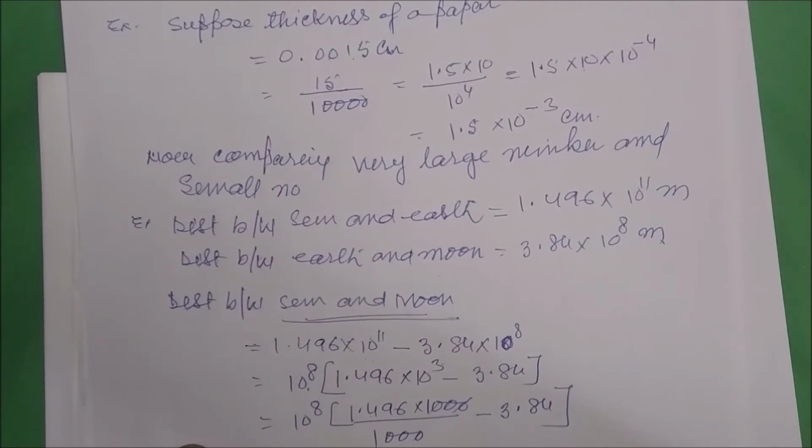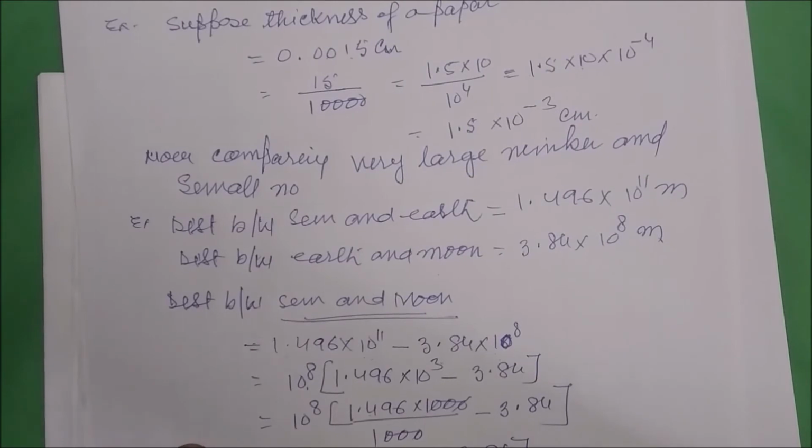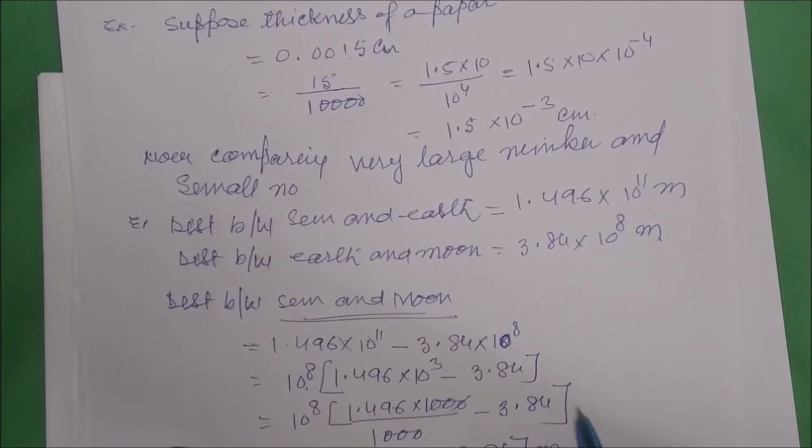1.496 minus 3.84. Is it clear? This much meter. All over the meter is coming there.